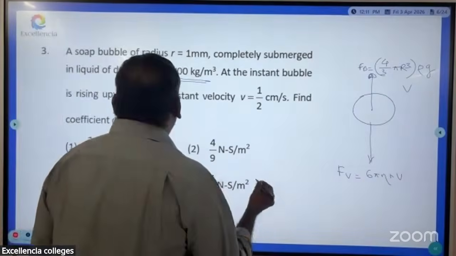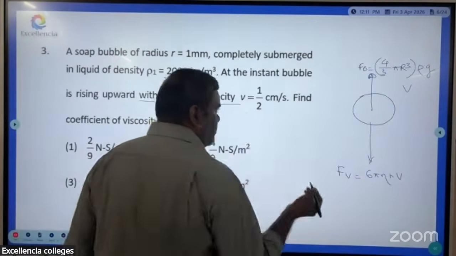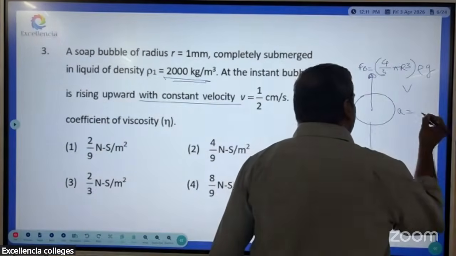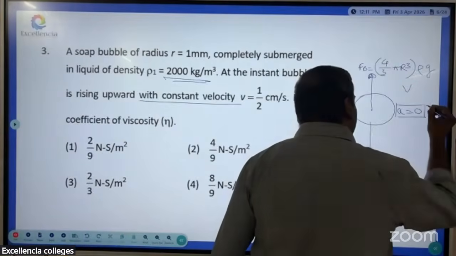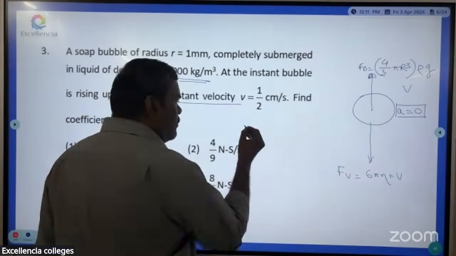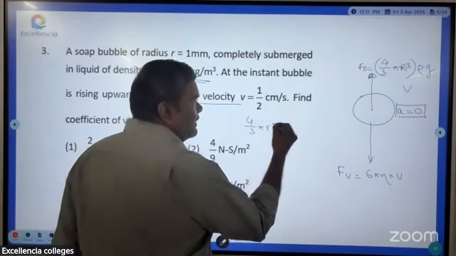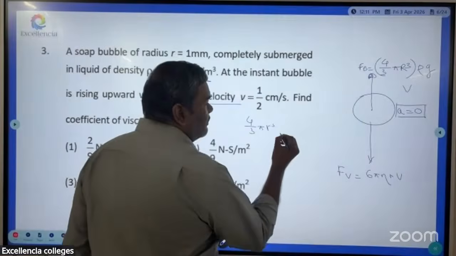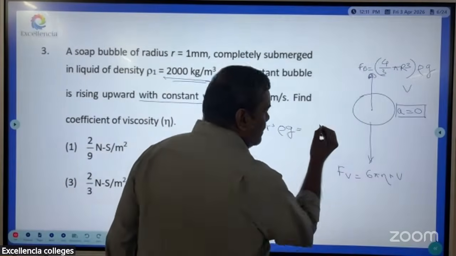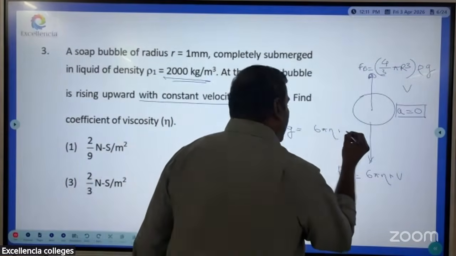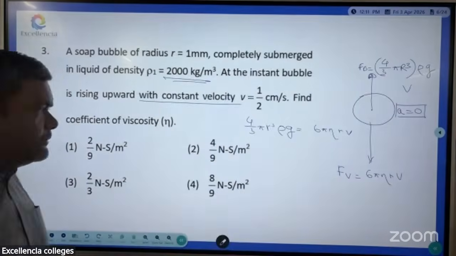Now it's moving with a constant velocity. Constant velocity means that my acceleration is going to become zero. The acceleration is zero. That means the net force is zero. So I can equate 4 by 3 pi r cube into density into g equals 6 pi eta into r into v. That's the value which I can write here.